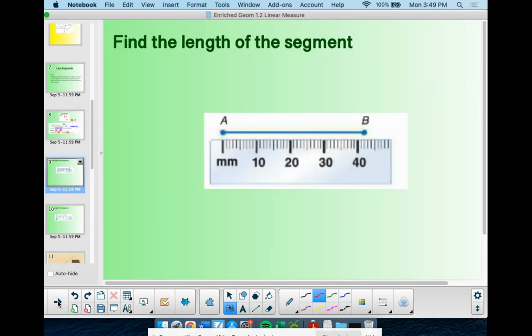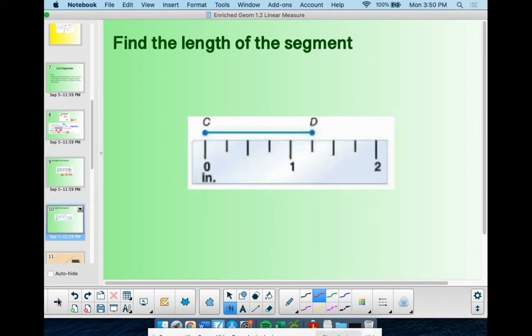So these first examples are pretty quick. It just says find the length of the segment. So it's just like using a ruler, right? This is on the millimeter side here. So if we wanted to find the length of it, this would be about, do you guys say what, 42? It's about right there. It goes to about 42. And then since we have the units, label it millimeters. Pretty standard, right?